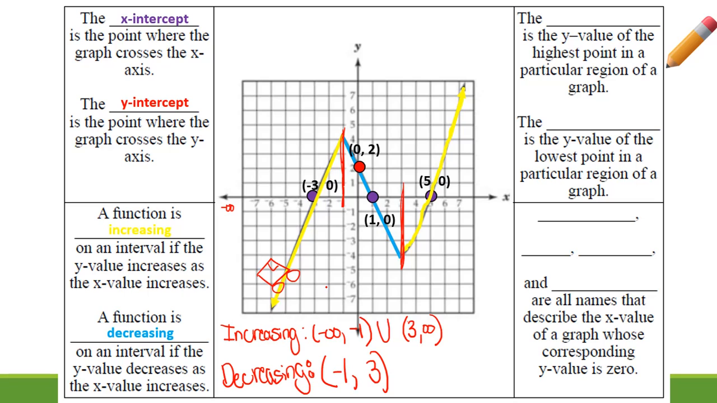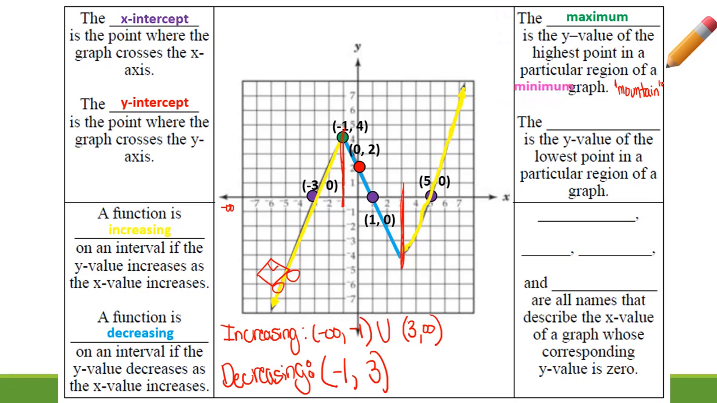The other portion, another thing we want to talk about, is the maximum. The maximum of a graph is the y value of the highest point in a particular region of a graph. One might call these the mountain of a graph, okay? They're going to look like a mountain. In this case, my maximum is -1, 4. It's the ordered pair -1, 4.